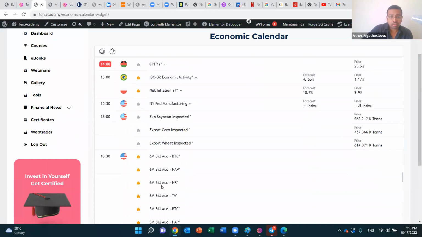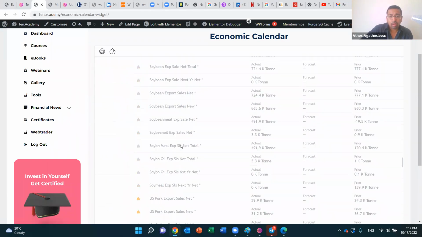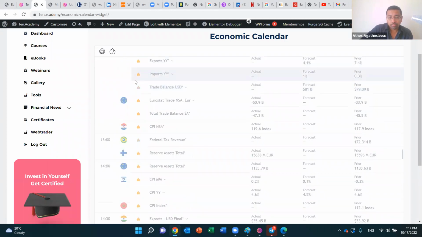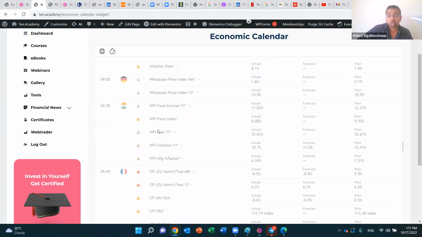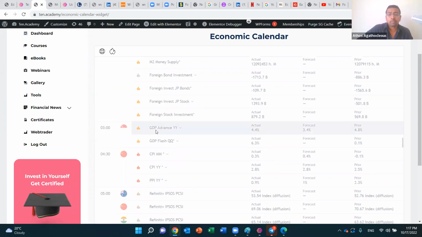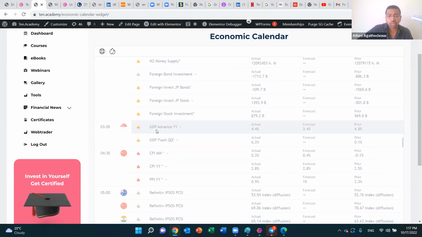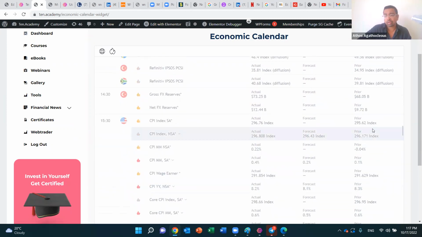We have US data coming out, and what's important is to look at the categories being lit up by these fire-like symbols. These could be either high impact in red, or medium impact in orange. But if it is just yellow, it would probably be the least impact. So we would probably be best focused on the high and the medium impact news releases.